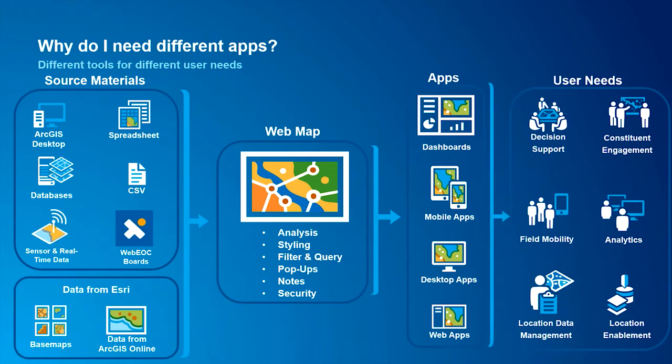So why the different apps? Well, these are really oriented to meet specific end user needs, present information in a really mission-focused application for each group of users. So where's the nearest open shelter?